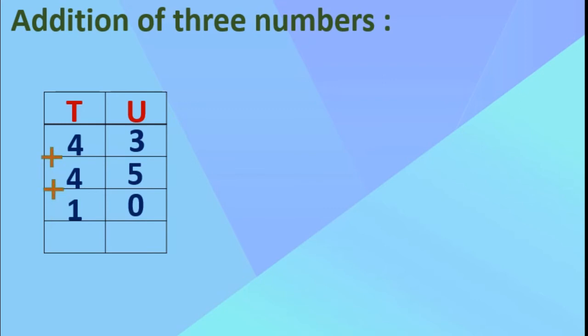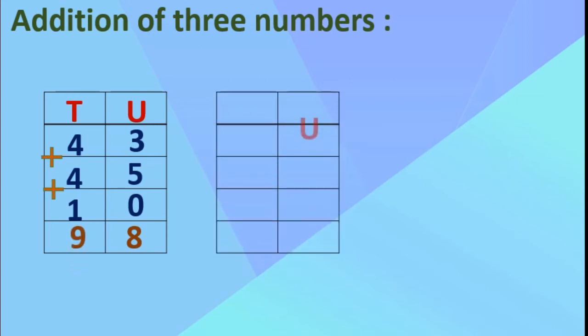Okay, now we will move to unit place. 3 plus 5 plus 0 is 8. 4 plus 4 plus 1 is 9. Correct? Second one, again here numbers are given.